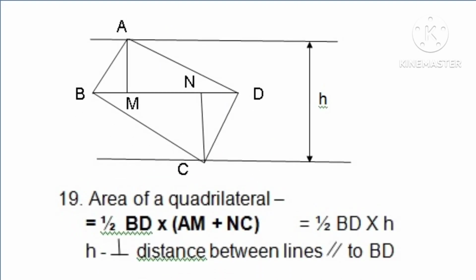This theorem is required to be used very often in solving problems. 19. The area of a quadrilateral ABCD is equal to the area of the upper triangle ABD and the area of the lower triangle BCD. Therefore, area is equal to half of BD multiplied by height AM plus half of BD multiplied by height CN. In some problems, you have to draw lines parallel to BD through A and C, and the perpendicular distance H is used in place of the sum of AM and CN.